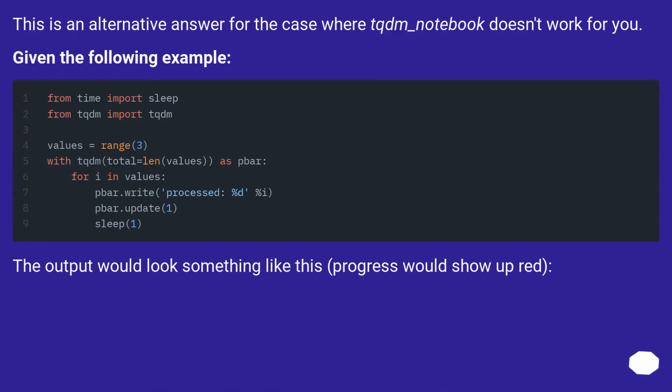This is an alternative answer for the case where tqdm_notebook doesn't work for you. Given the following example, the output would look something like this. Progress would show up red.